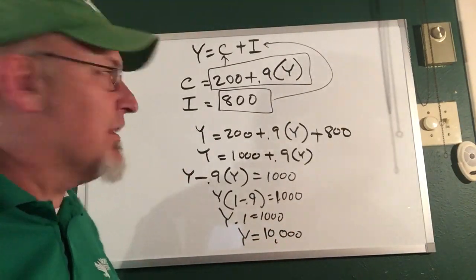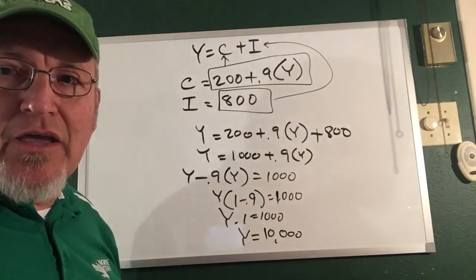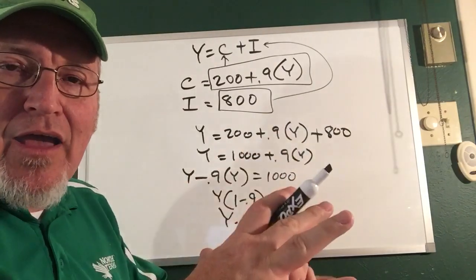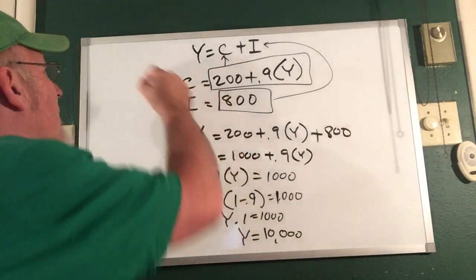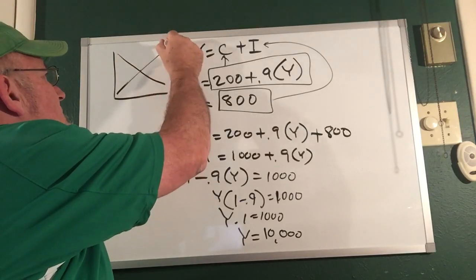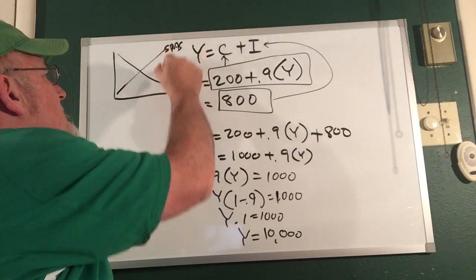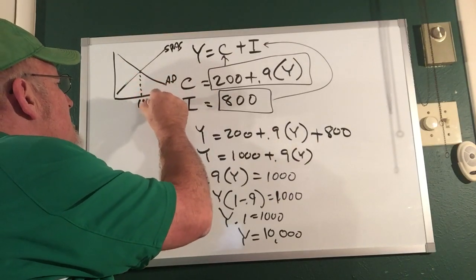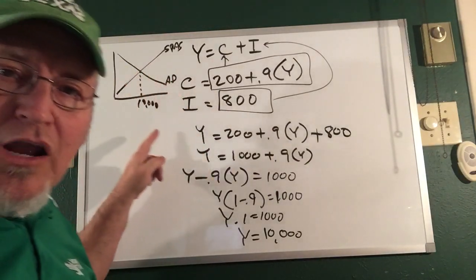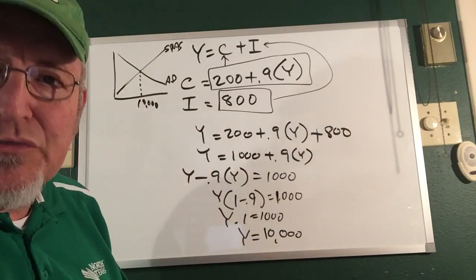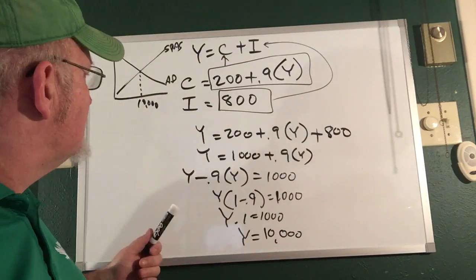What did we just calculate? We just calculated, if I translate this to the aggregate demand, aggregate supply model, that this economy in the short run is producing a level of GDP equal to 10,000.